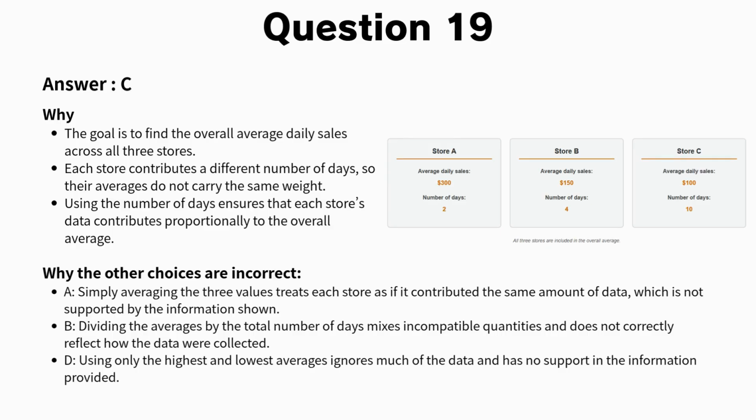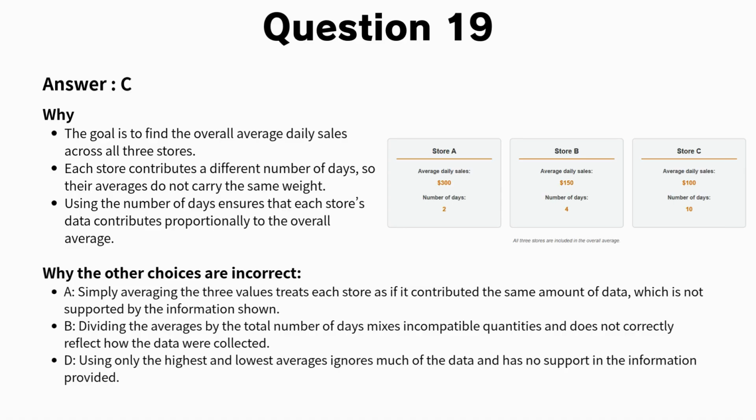Store A has an average of $300 over 2 days. Store B has an average of $150 over 4 days. Store C has an average of $100 over 10 days. That means their total sales are $600, $600, and $1,000 respectively, across 16 days in total. An overall average must be based on these totals, not on a simple average of averages.